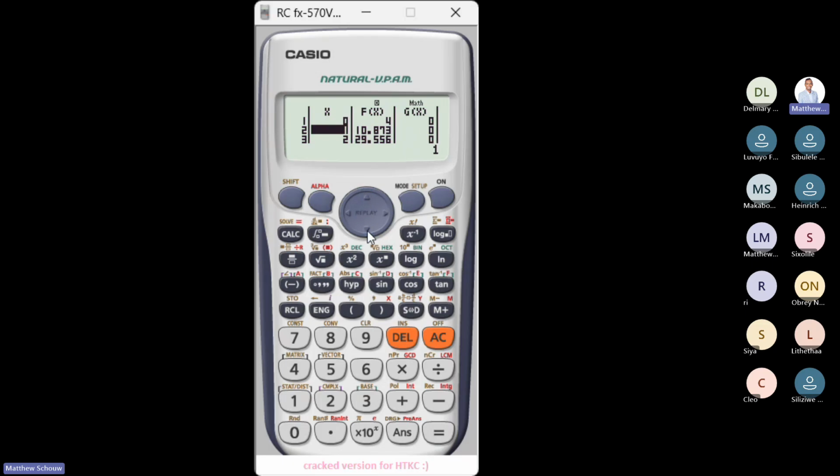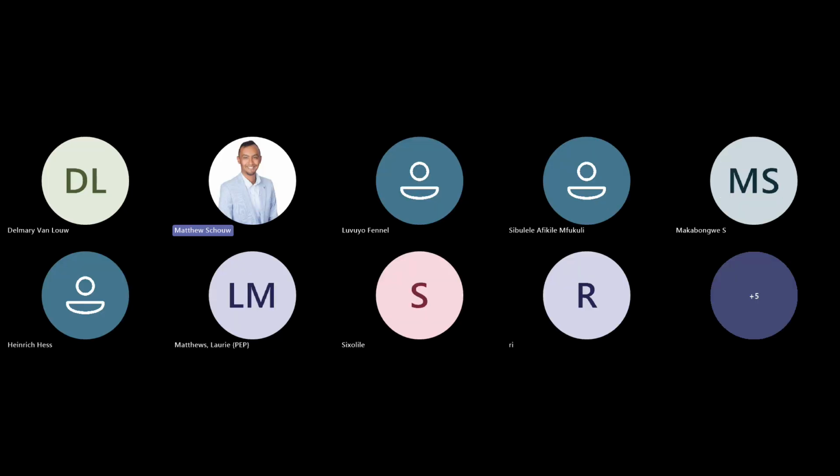When you input 1, you get 10.873. When you input 2, you get 29.556, and so on. 3, you get that much. 4, you get that much. 5, you get that much. Is that fine to everyone? Yes, sir. Okay, cool. So that's just generating the graph, and then I'll revert back to our OneNote.